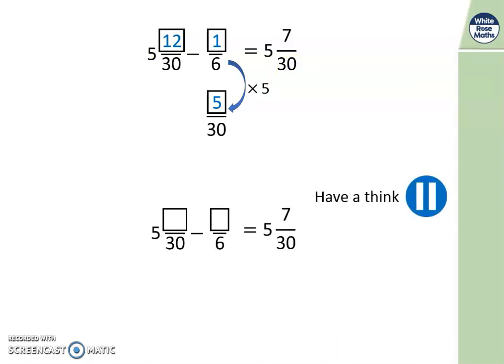Pause and have a think. What other possibilities could we have? Let's have a look. We could have this as 2/6ths. 2/6ths would be the same as 10/30ths. What number, take away 10/30ths, would be 7? 17. So that's another possibility. Well done if you did that.